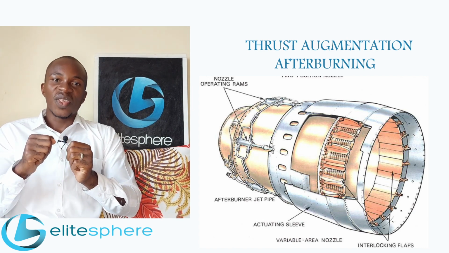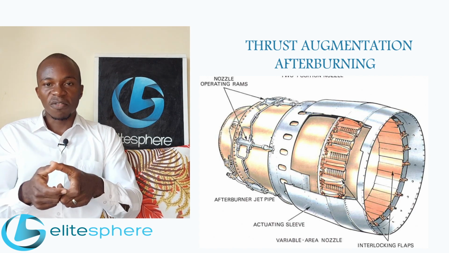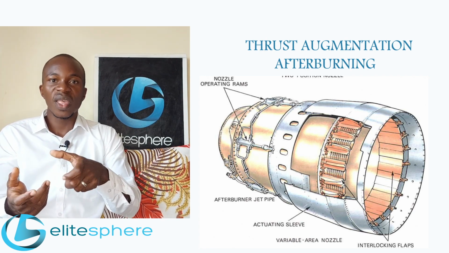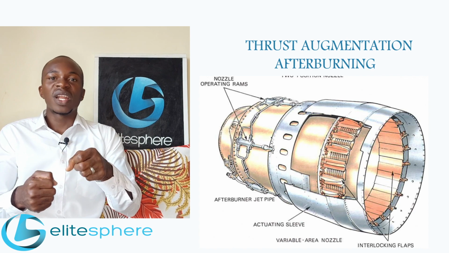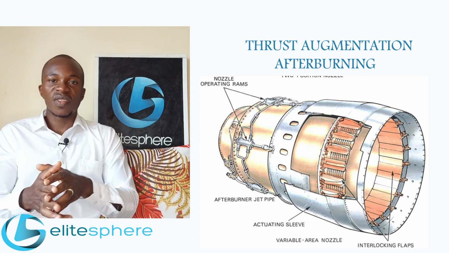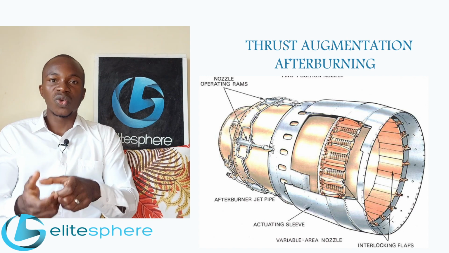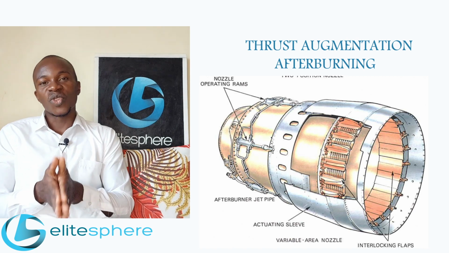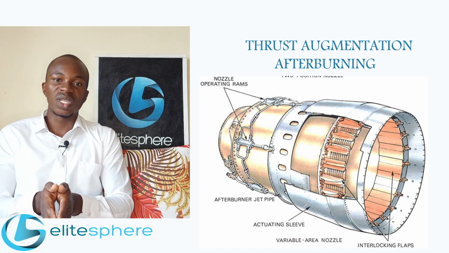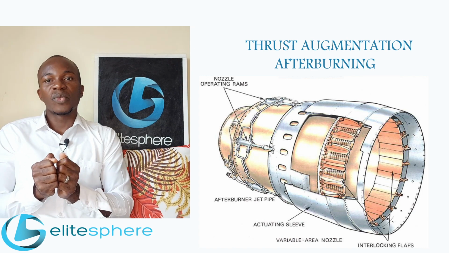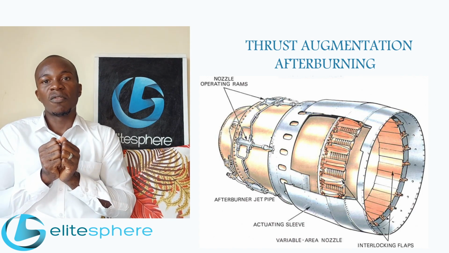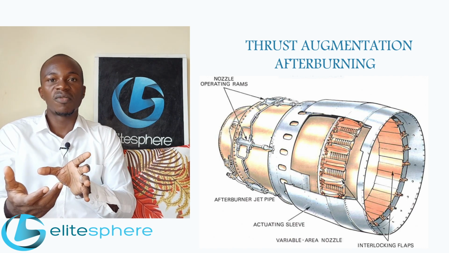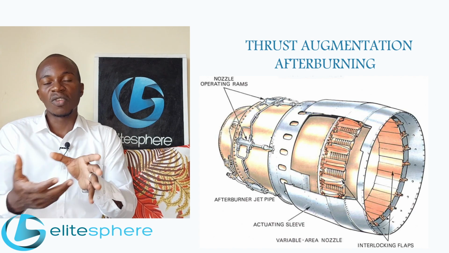When afterburner is activated or selected in the flight deck, the fuel flow increases, and as the fuel flow increases, the nozzle area increases, and consequently, when the afterburner is switched off, the fuel flow reduces, and as a result, the nozzle area also reduces. The nozzle ram movement is hydraulically actuated. On some engines, fuel is also used to provide the muscle power to move the ram for the increase and reduction of the nozzle area.